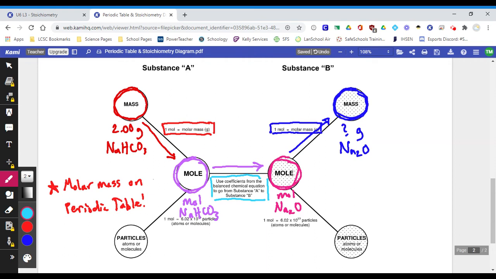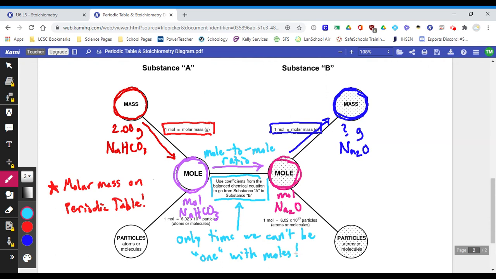Okay, so this is our mole-to-mole ratio. Okay, and this is the only time we cannot be 1 with moles. Only time we can't be 1 with moles. Okay, we're using the numbers for the coefficients from our balanced reaction equation.